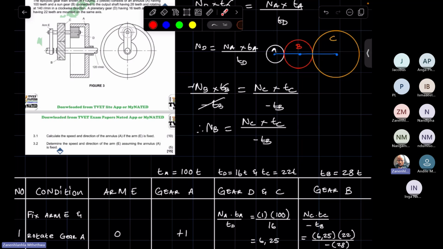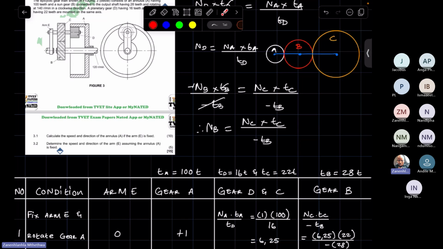Identify the relationship between the two gears. Gear B is meshing with C, so they have the same circumferential velocity. Hence, NB TB will be equal to NC TC. From condition one, this is being rotated by one revolution clockwise. Take note that these gears are meshing on the outside circumference, meaning they are going in different directions. So if this is going clockwise, this is going anti-clockwise.